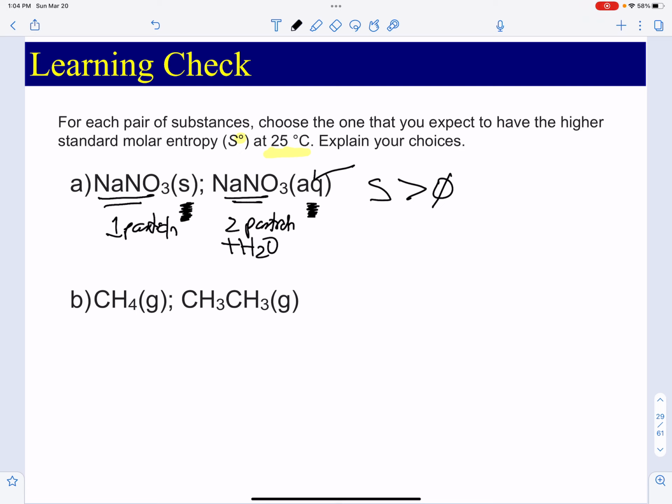What about the next one? The next one, both of them are gases, so we cannot say that it's going to be based on the state. However, this is methane, this is ethane. Methane is just like this. So each one of those bonds can be doing different movements. Meanwhile, ethane is like that.